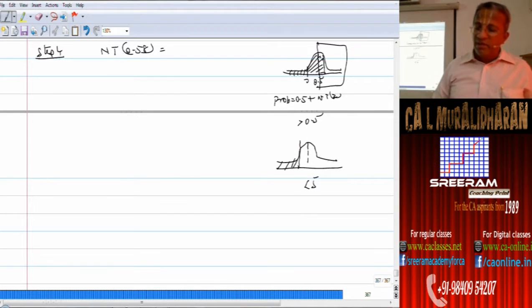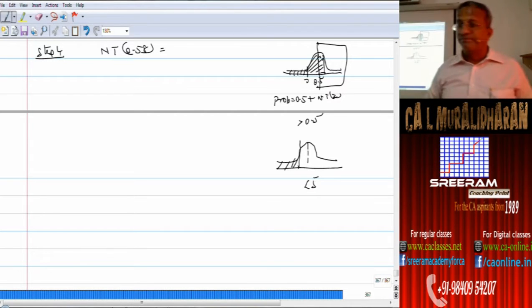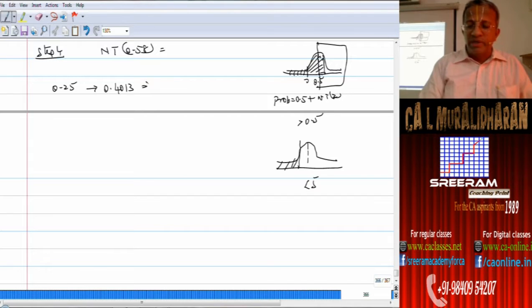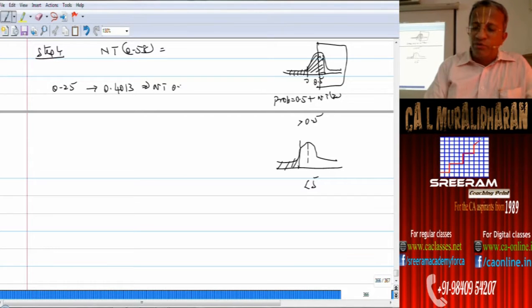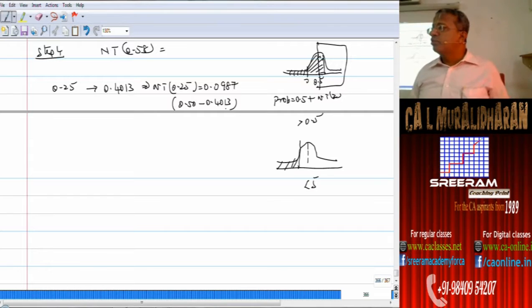First and foremost, our basic understanding of the normal table and normal distribution should be of the highest order. Now I will take up the trouble. The area of 0.25 given in the problem as 0.4013 implies the normal table value of 0.25 should be 0.0987. How did we get this? 0.50 minus 0.4013. That is the way we are arriving at this figure of 0.0987.